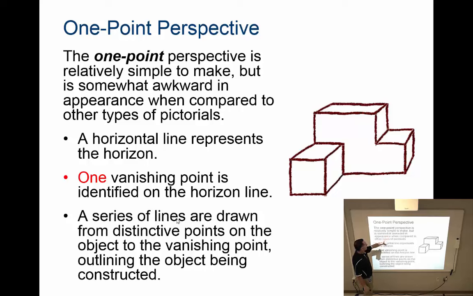However, it's a little bit awkward in appearance in comparison to other types of pictorials. It's going to resemble an oblique in the sense that the front view is flat and then we have depth in one direction. But instead of the lines being parallel like an oblique, these are going to trail off to a vanishing point. So one vanishing point is identified at a horizon line, and then a series of lines from this object would trail to that point.